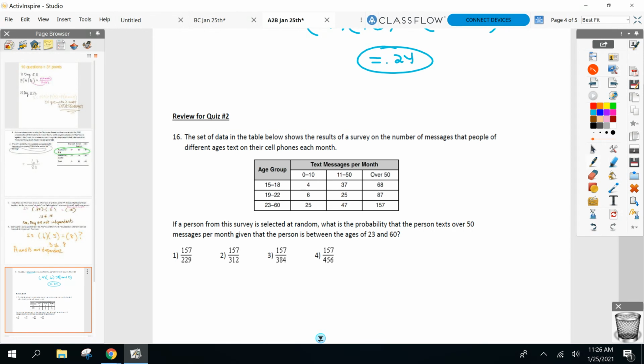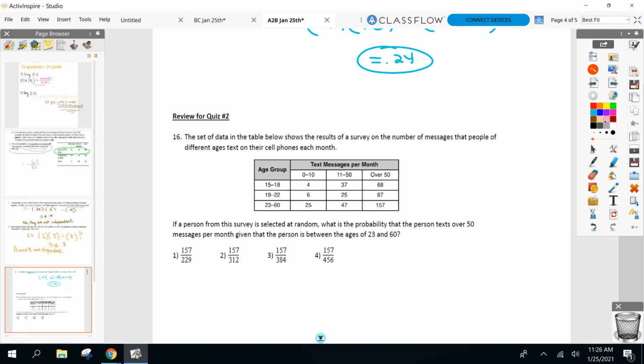All right, what's the probability the person texts over 50 messages per month, given we know that the person is between 23 and 60? So you guys know the person's between 23 and 60. So figure out the part where you're going to look at. And notice, guys, I didn't put totals here. No totals on this two-way table. So if you want to add those in before you start tomorrow, feel free. Or maybe you just want to add them up right now. No totals on this one.